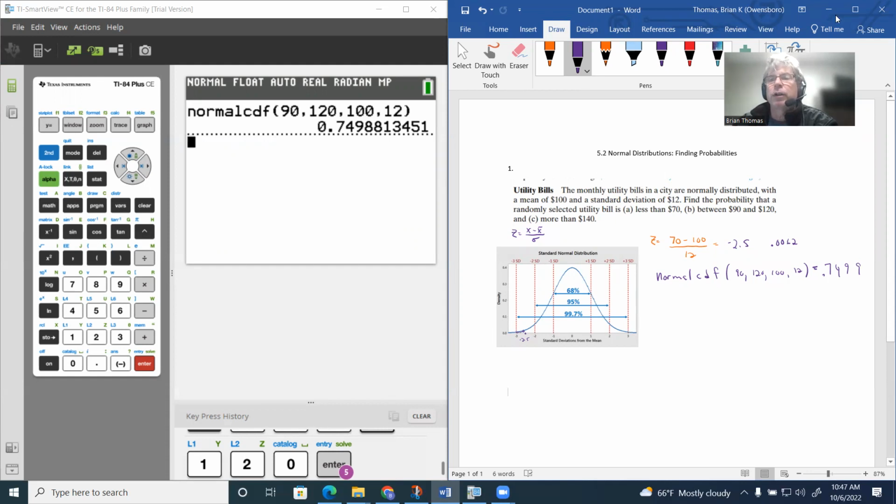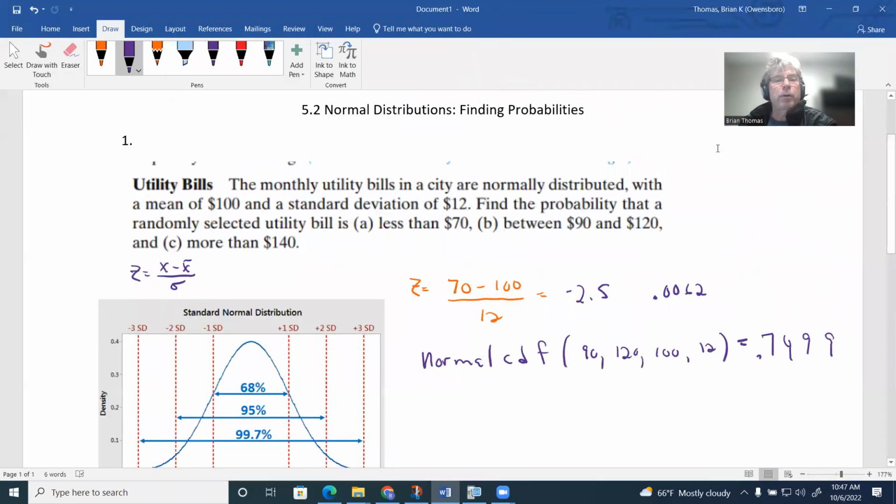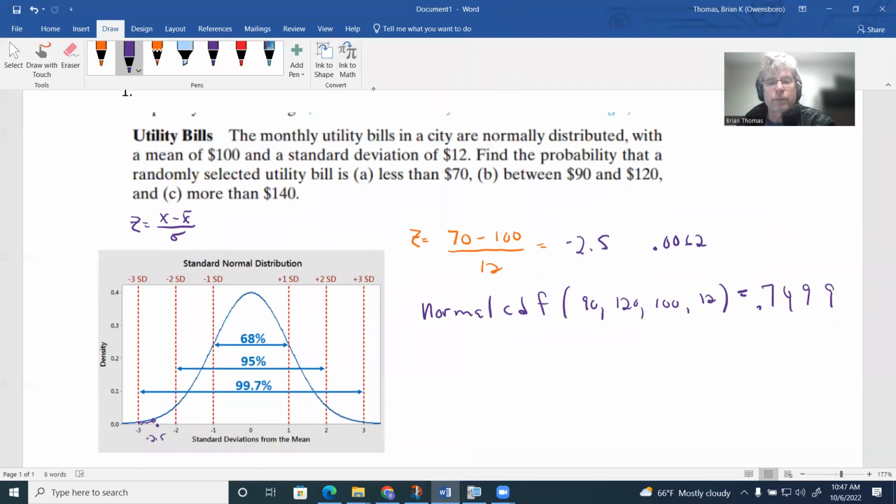So let's see if we can do the next one here. The probability more than 140. So more than 140 is going to put us in the other direction. So when I do the normal cumulative distribution function, the lower bound is now going to be 140. For the upper bound, we can use a big number like 10,000. Then our mean was again 100 and our standard deviation was 12. Since there's really no right bound, we just have to put in a really, really large right side number. 10,000 seems to work for this type of math.